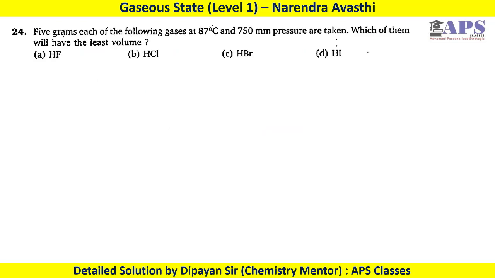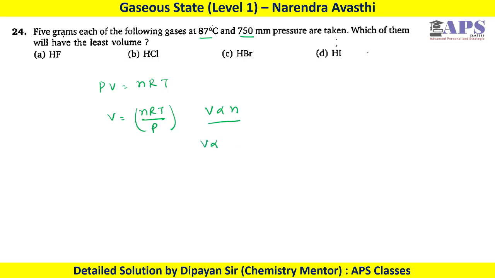In question number 24, 5 grams of each of the following gases at 87 degrees centigrade and 750 millimeter of Hg pressure are taken. Which of them will have least volume? We know that PV equal to nRT, and volume is nothing but nRT by P. Now all of them have same pressure, same temperature. So volume is directly proportional to number of moles here because all the other conditions are constant.